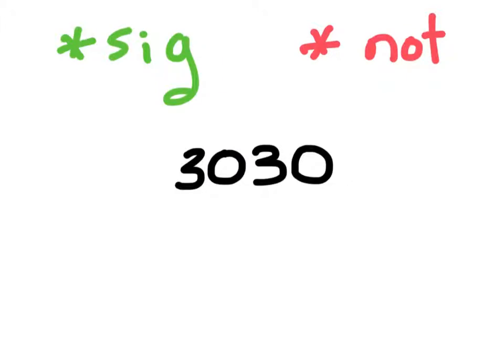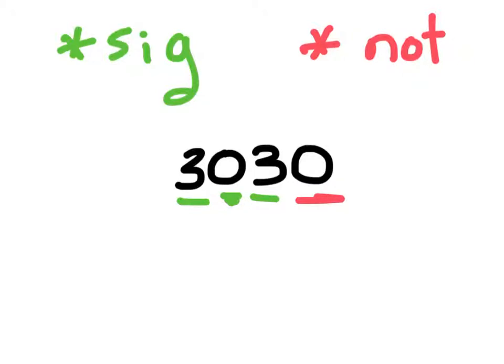Okay, check this one. How many significant figures? Pause it. This one's tricky. There's 3. Look, the 3 and the 3 you know are significant because they're not zeros, right? This 0 is significant because he's trapped between 2 digits. But the trailing 0, no decimal, no dice. He does not count as significant.